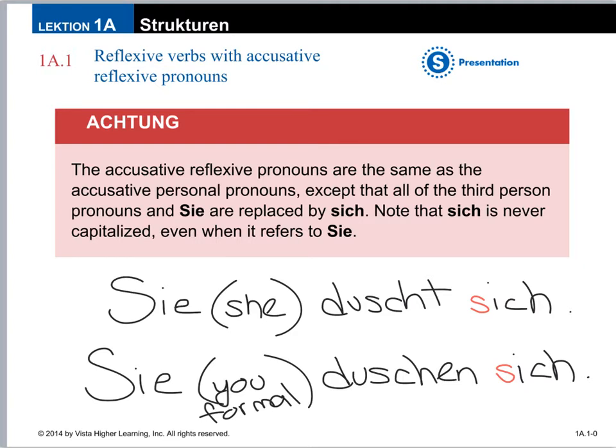So here you have two sentences as examples. Sie duscht sich. So now the sich is referring to she, herself. And Sie duschen sich, you shower yourself, you formal. The sich is also lowercased. So both forms of sie have lowercased sich.